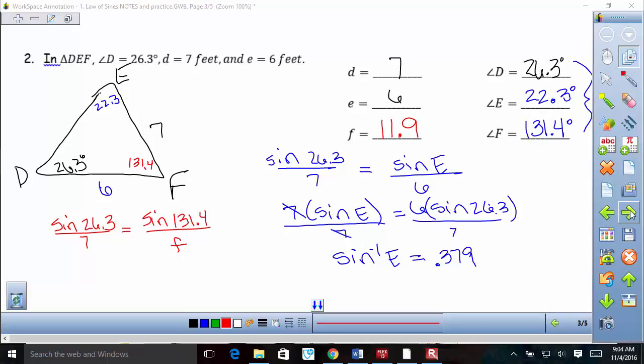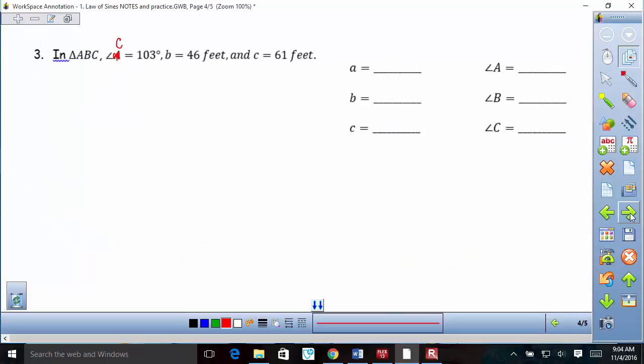All right, number 3. Now, number 3, I have a typo. So if you tried it, you may be like, what in the world? Angle C is the first one. 103 is angle C. I'll fix all these problems that I have next year when I have my next class, but it doesn't affect you.